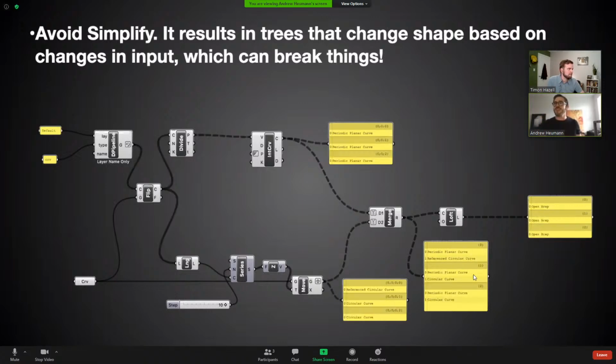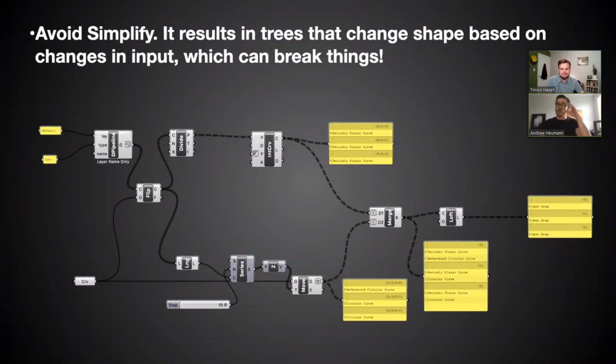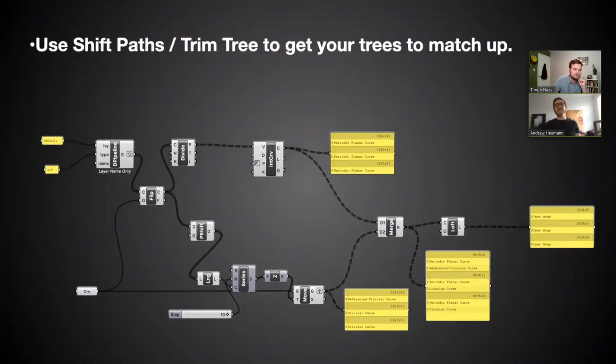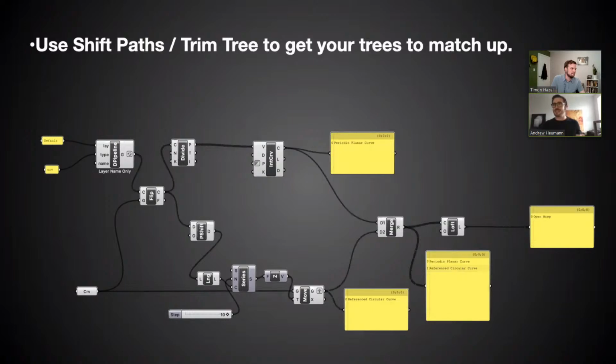The previous one, the simplify, was making sure that those were of the same length, and so they would merge together. If instead I insert a shift paths upstream, so I've removed the simplify and just shift the paths to force my trees to be the same length so that I can merge them, then this loft works when I have multiple items. And it also works when I have a single item because the trees have not changed on the basis of the data input.